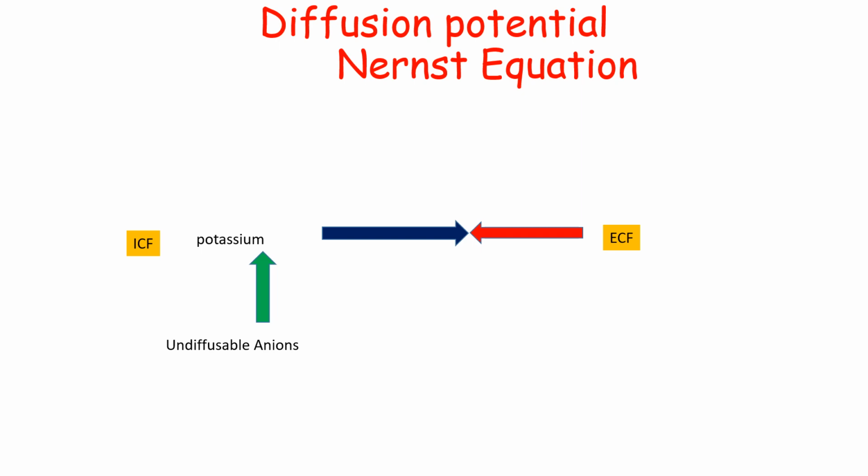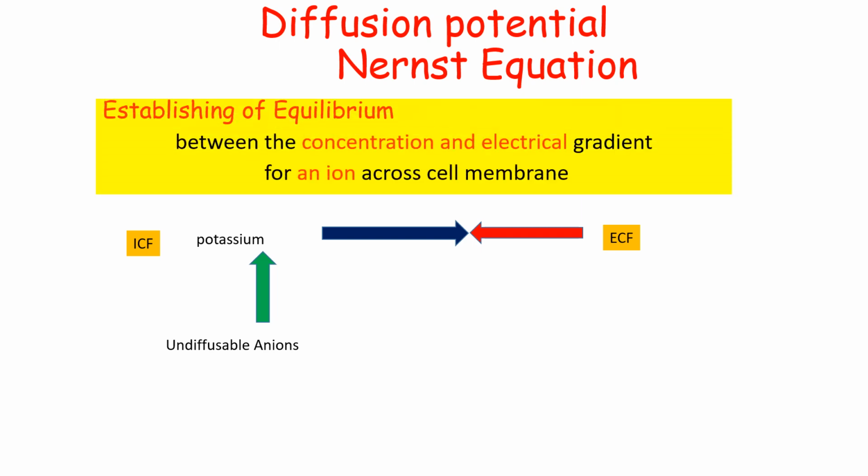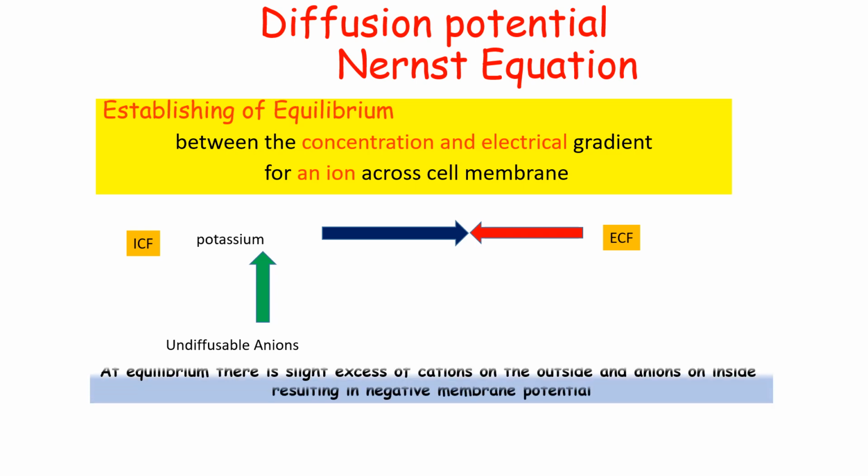So ultimately an equilibrium, or an understanding, is achieved for a particular ion between the concentration gradient and the electrical gradient across the cell membrane. And this is what the Nernst equation is all about. The Nernst equation establishes the equilibrium between the concentration gradient that is causing movement of potassium from the intracellular fluid to the extracellular fluid, and the electrical gradient which is opposing the movement of potassium to the outside of the cell. Let us understand this by taking each of the ions separately.